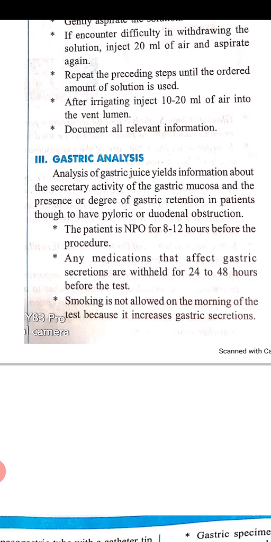The patient who has pyloric and duodenal obstruction: is there any secretory activity of the gastric mucosa? Any secretions come from the gastric mucosa of a patient with pyloric and duodenal obstruction? How much degree of secretion is there, how much gastric retention is there, and what is the secretory activity of the gastric mucosa? For providing more information, gastric analysis is done.